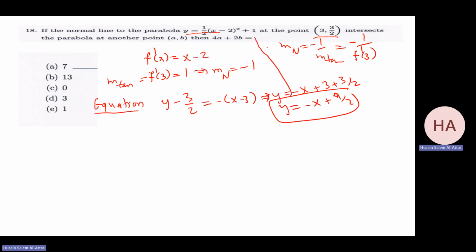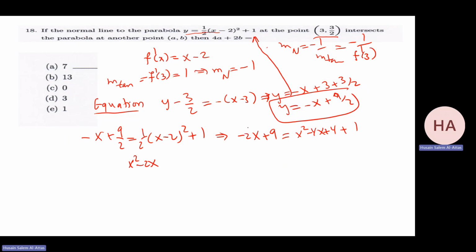This, I plug it here. So I have minus x plus 9 over 2 equal half x minus 2 squared plus 1. Multiply by 2. I have minus 2x plus 9 equals x squared minus 4x plus 4 plus 1. Combine it. I have x squared minus 2x, taking this to the other side, minus 2x, 5 minus 9, which is minus 4. This should be equal to 0.